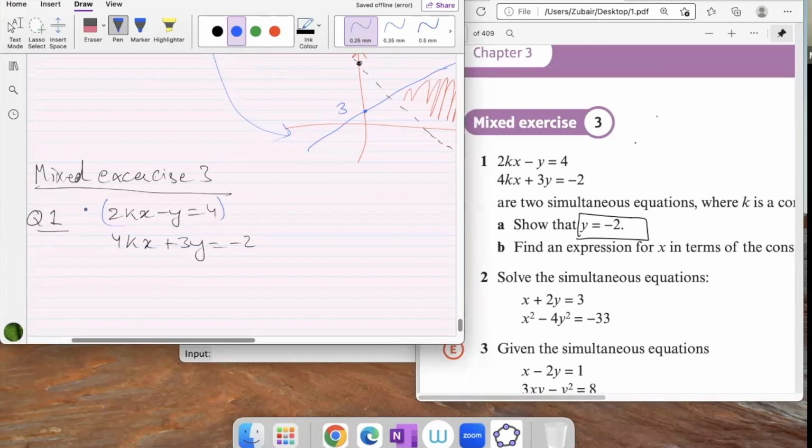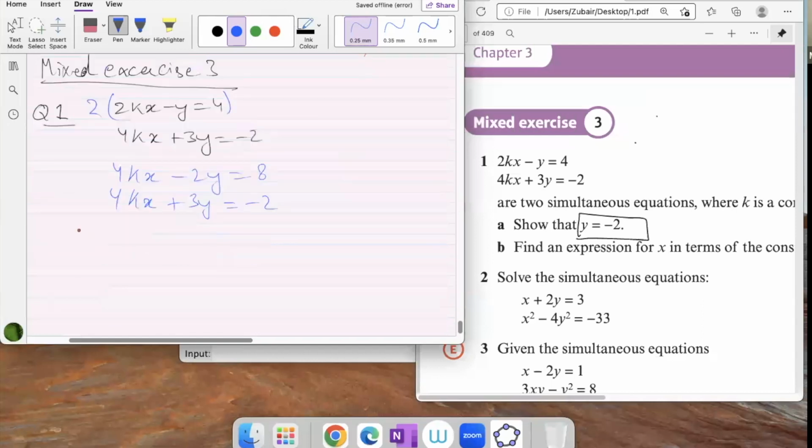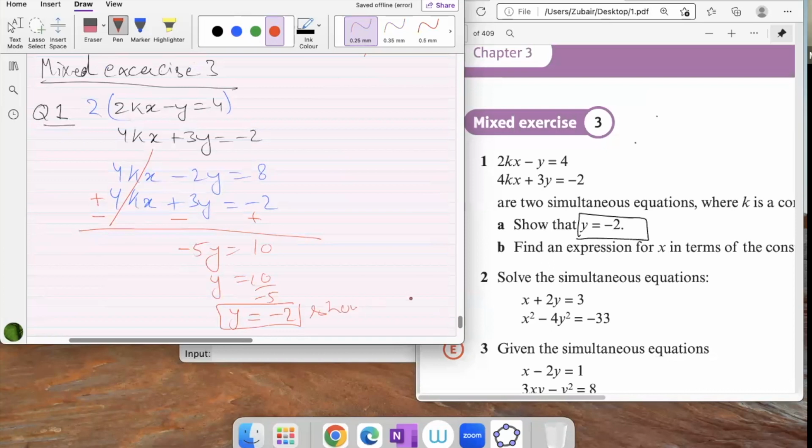May I multiply the first equation by 2 so that I can have the same coefficients for x? The first equation is now 4kx minus 2y equals 8. And the second is 4kx plus 3y equals minus 2. Then subtract the two equations. Positive becomes negative, negative becomes positive. Subtracting these two, we eliminate x, and minus 2 minus 3 is minus 5y, 8 and 2 is 10. y equals 10 over negative 5, y equals negative 2. Shown.